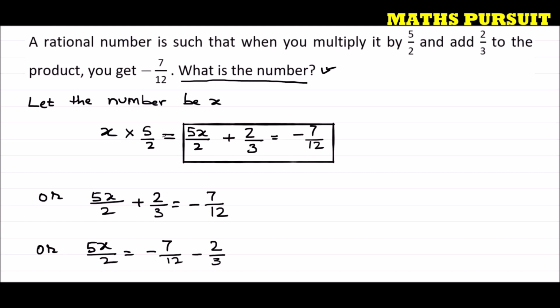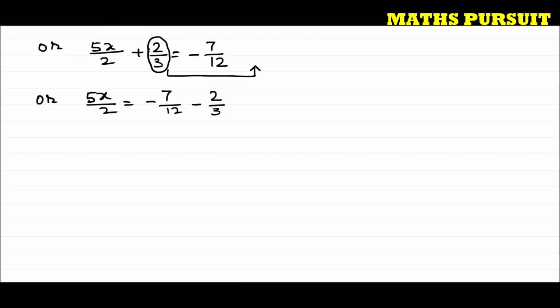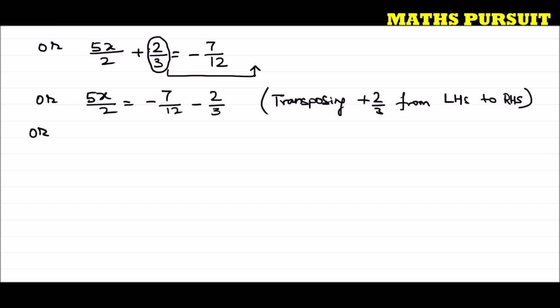Guys, I am just moving this constant to the right side. That means I am just transposing plus 2 by 3 from left hand side to right hand side. When I move plus 2 by 3 from left hand side to right hand side, it becomes minus 2 by 3. Hope guys you are understanding. So 5x by 2 is equal to minus 7 by 12 minus 2 by 3.